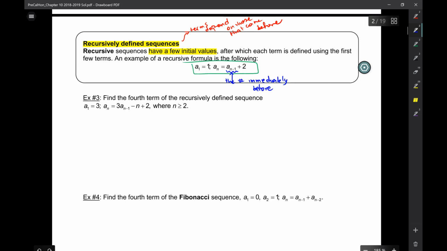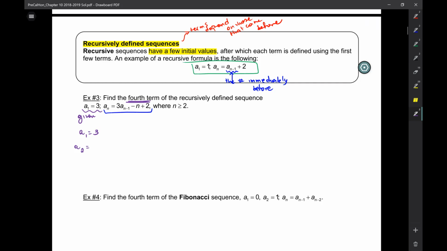Look at example 3. It says find the 4th term of the recursively defined sequence. Okay, a1 is equal to 3. All right, so this is what you're given. a1 is equal to 3. And then each term after that is 3 times the term that came right before it, minus n plus 2. All right, so let's do one here. I want to find a sub 2.